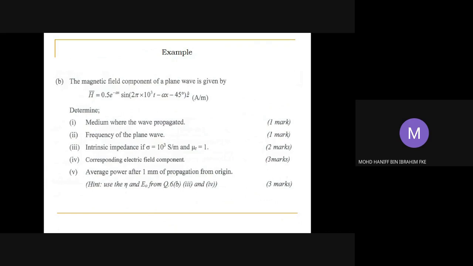We are given a magnetic field component of a plane wave, given by 0.5 exponential of negative alpha x, sine of 2 pi times 10 power of 3 t minus alpha x minus 45 degrees, in the direction of z. Based on this equation, we can obtain a few pieces of information. The first one is wave propagation. The wave is propagated in the x direction, because we have negative alpha x here, so this wave is directed towards the x direction.